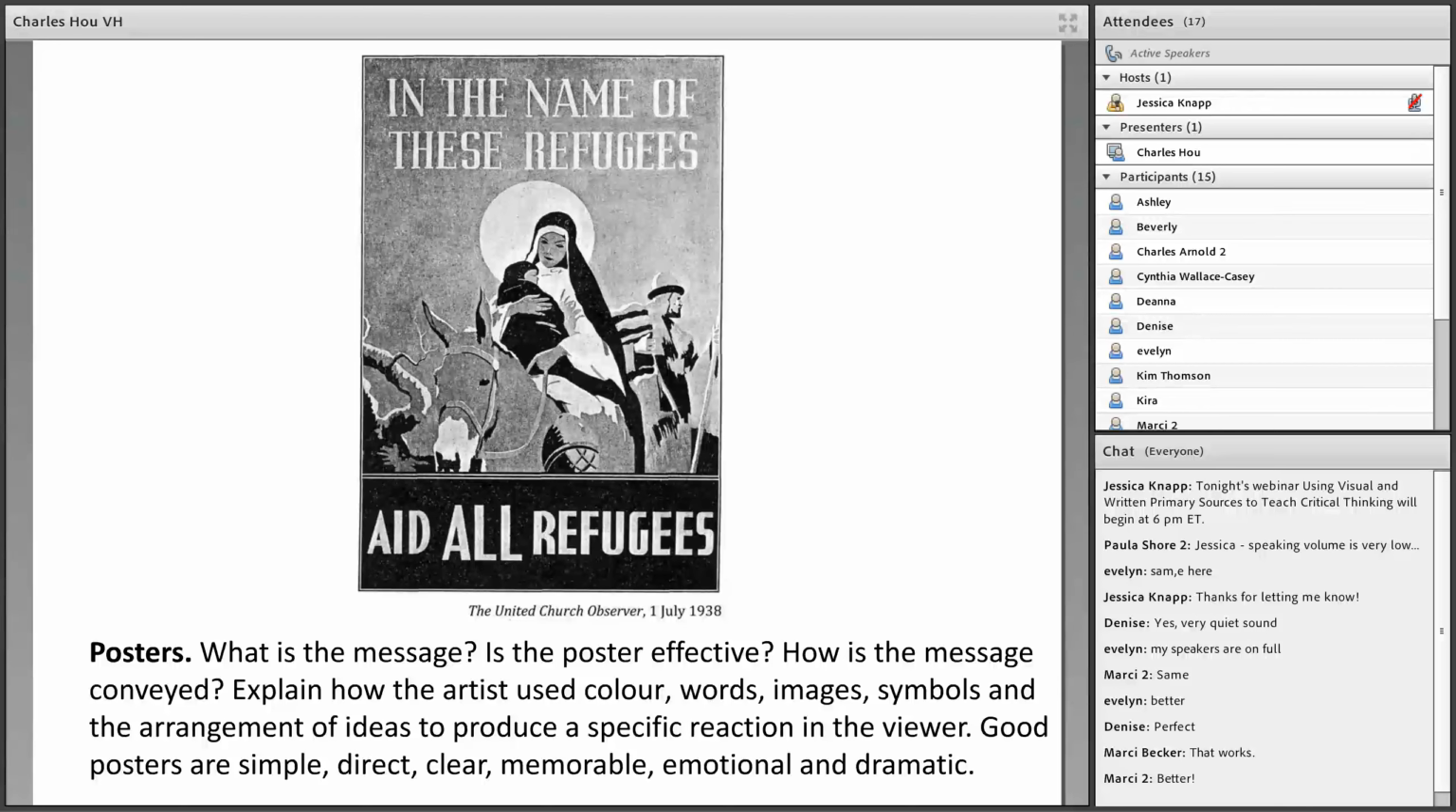Posters. There were people who supported Jewish refugees coming to Canada. But anyway, you can get the sorts of posters on the webpage, and you can get the students analyzing them.